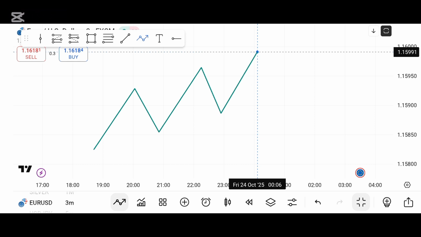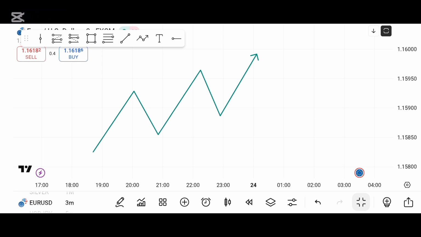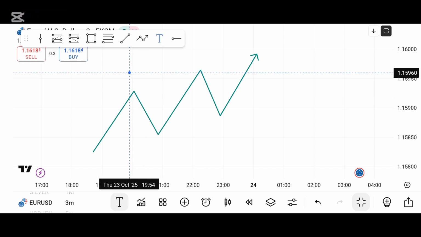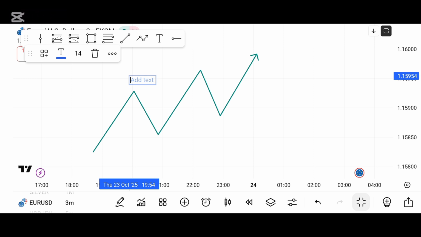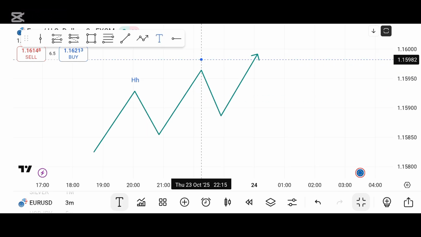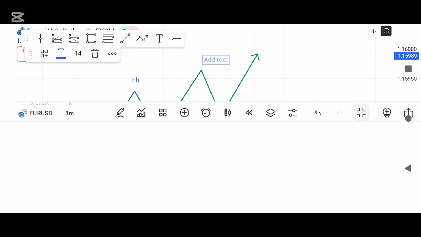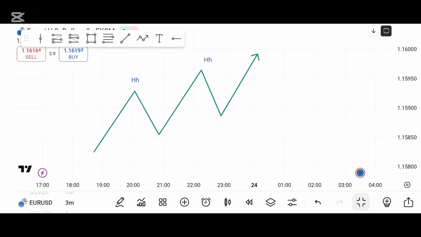Now, there are some factors we need to look at when identifying a bullish trend, and those factors are: one, the higher high. The higher high is found at the resistance zone.